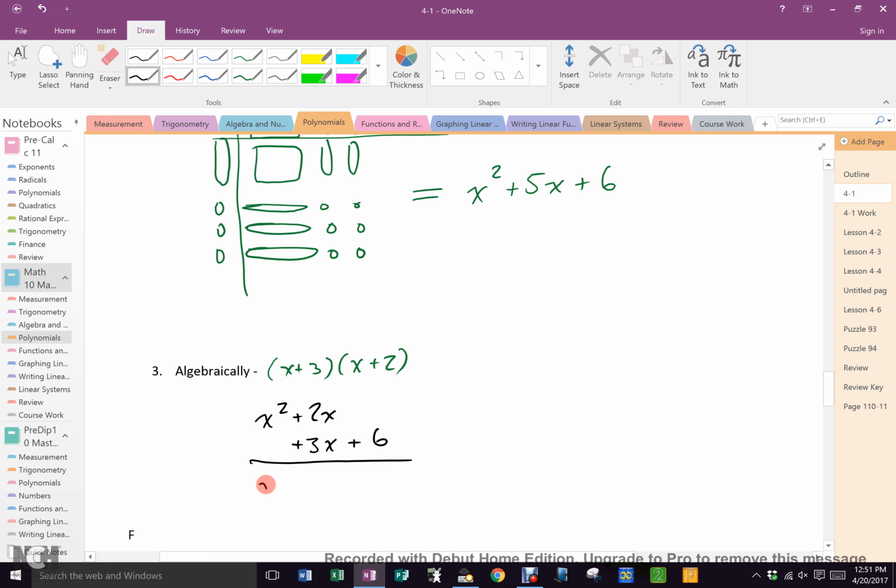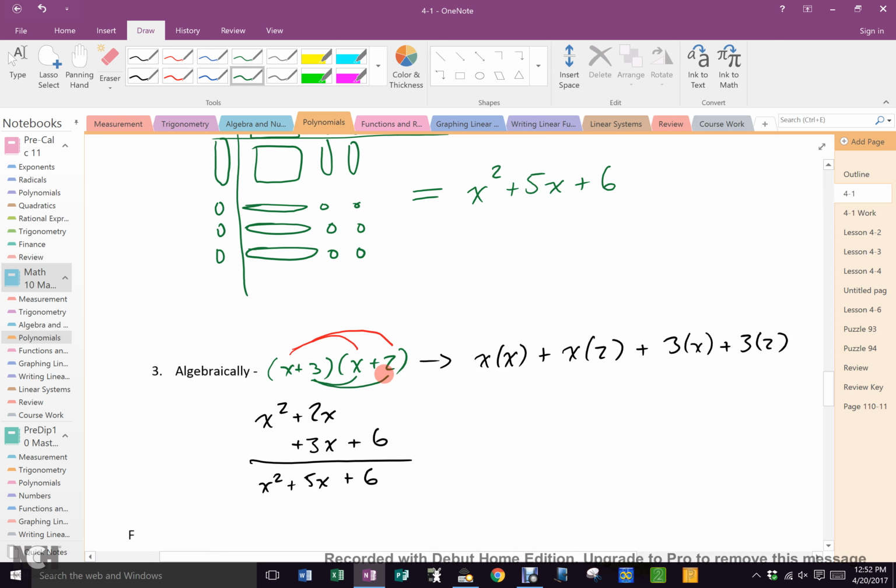What do I get to do? X squared. Hey, I had 5 x's there because there's positive 2 and positive 3. 5x plus 6. Because what is really happening there is x times x plus x times 2 plus 3 times x plus 3 times 2. Everyone understand? Because what's really happening is I have to do that x to both of them. Then I have to do this 3 to both of them. Is everybody cool with that?